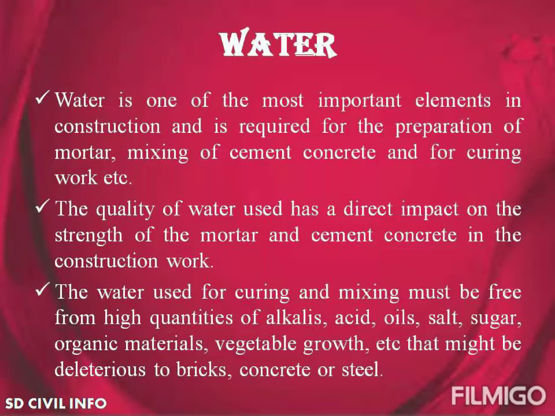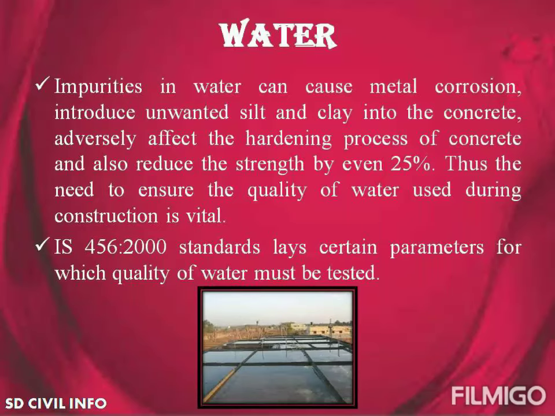The water used for curing as well as mixing must be free from high quantities of alkalis, acids, oil, salt, sugar, organic materials, vegetable growth, etc., because that might be deleterious to bricks, concrete or steel. Impurities in water can cause metal corrosion and introduce unwanted silt and clay into the concrete, which adversely affects the hardening process of concrete and also reduces the strength by even 25%. That is why ensuring the quality of water used during construction is vital, and IS code 456-2000 lays down certain parameters for which the quality of water must be tested.